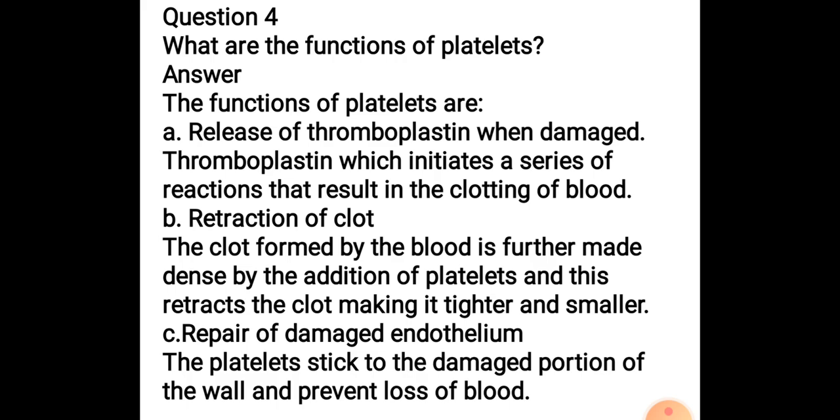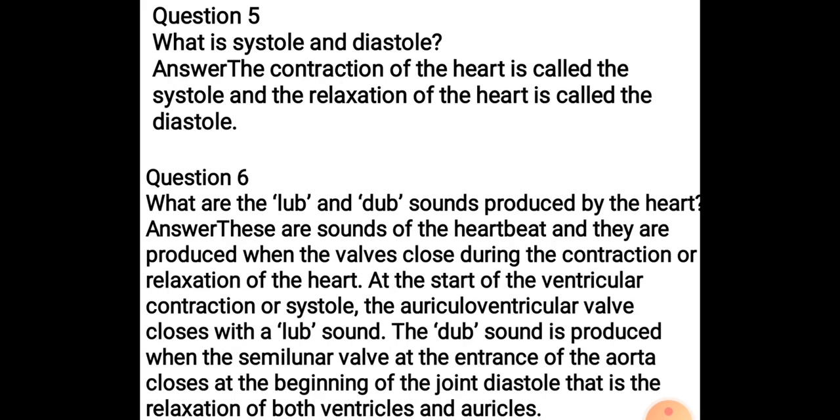Next, retraction of the clot, which means it reduces in size. The clot formed by the blood is further made dense by addition of platelets, and this retracts the clot, making it tighter and smaller. And the last is repair of damaged endothelium, that is the platelets stick to the damaged portion of the wall and thereby prevent the loss of blood.